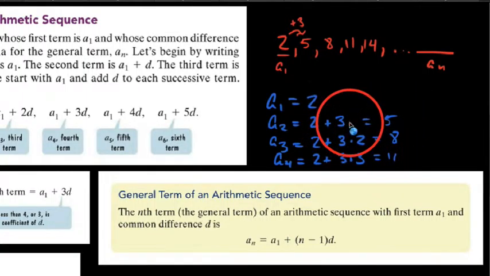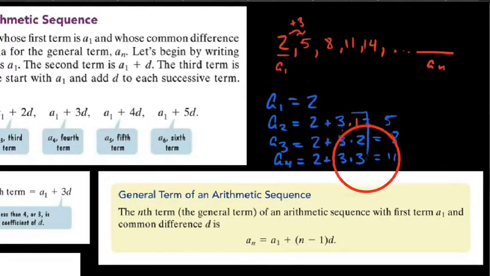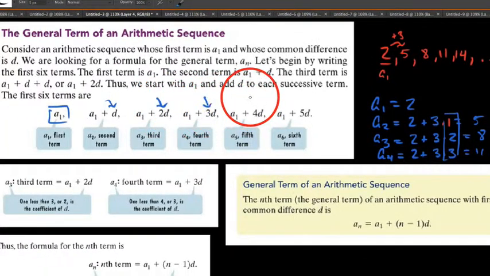Basically, what you're seeing is as we keep adding on another 3, this number that we're taking times our 3 is going up by 1 every time. In other words, our first term is what we start with, and then we keep adding on another d every single time. Our first term had no d because we hadn't added anything on yet. But our second term is a1 plus d. Our third term is a1 plus 2d. Our fourth term is a1 plus 3 times d.